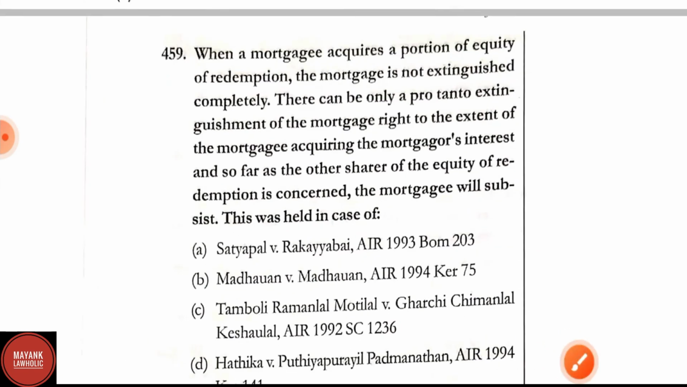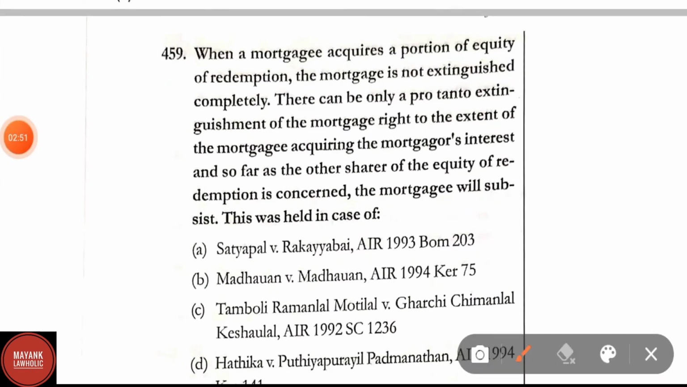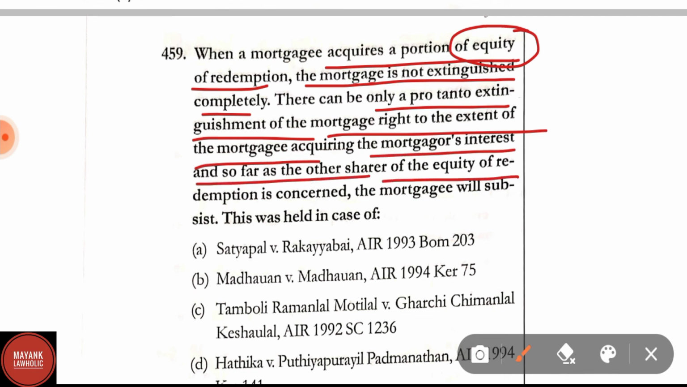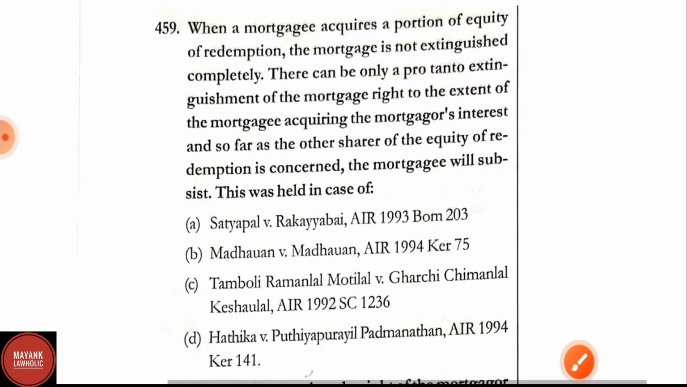Question number 459. When a mortgagee acquires a portion of the equity of redemption, the mortgage is not extinguished completely. There can be only a pro tanto extinguishment of the mortgage right to the extent of the mortgagee acquiring the mortgagor's interest. And so far as the other sharer of the equity of redemption is concerned, the mortgage will subsist. This was held in the case of Satyapal versus Rakaiya, AIR 1993, Madhavan versus Madhav, AIR 1994. Here the correct answer is Madhav versus Madhav, AIR 1994.